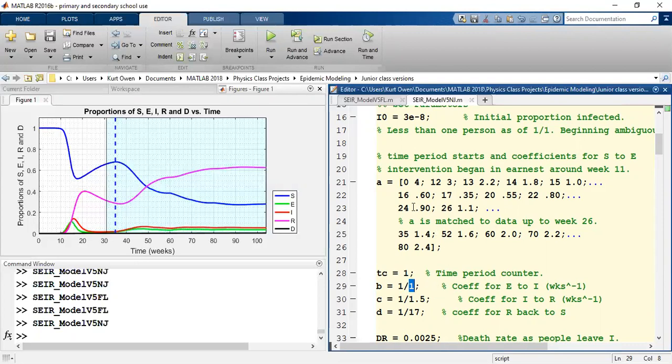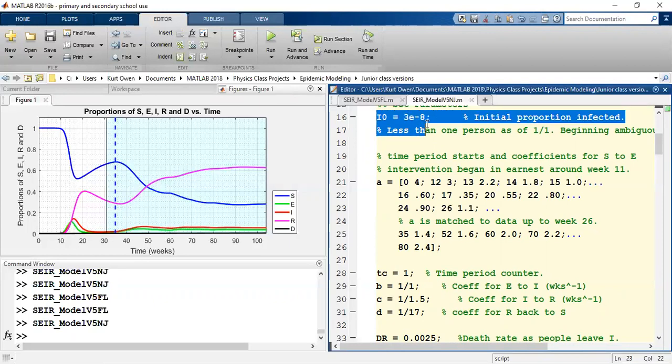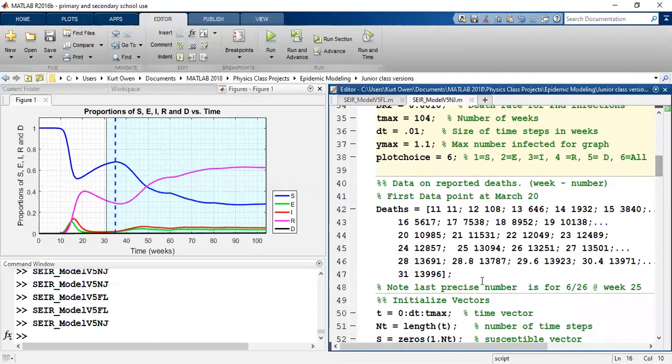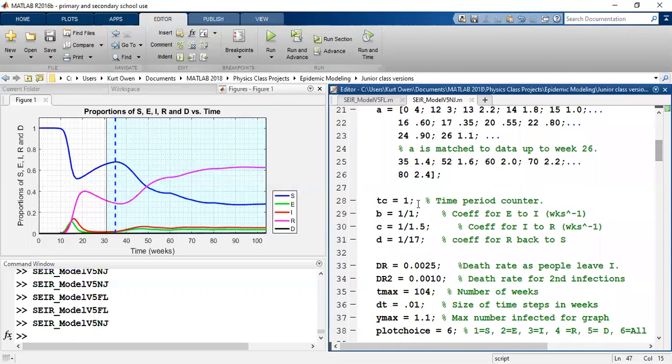Now, when I changed that number to 1, I did have to reset all of these A values and my I0 value to get a new data match, right? So in order to get the data to work for deaths, remember we have an ever increasing amount of data for how many people have died in New Jersey. We take a weekly reading. We can match that based on the change to the model. Okay, so that was an important change, I think, to make it more realistic.